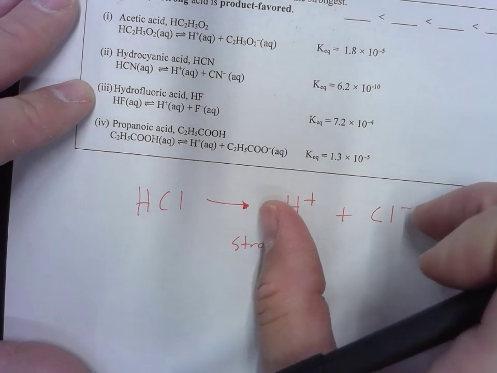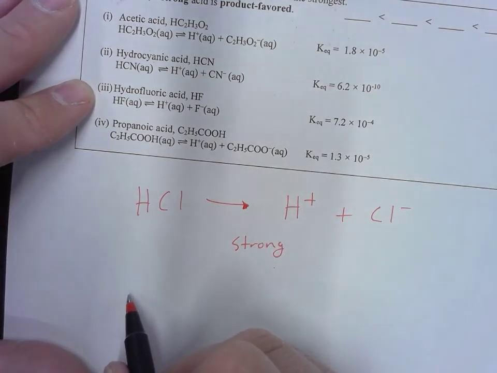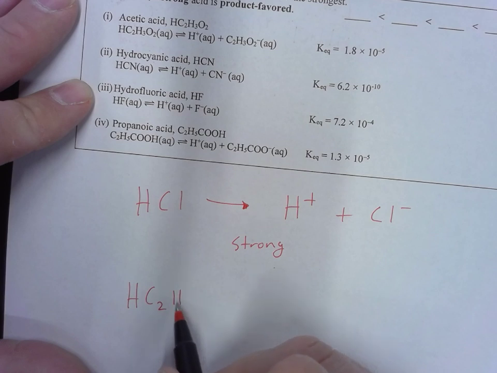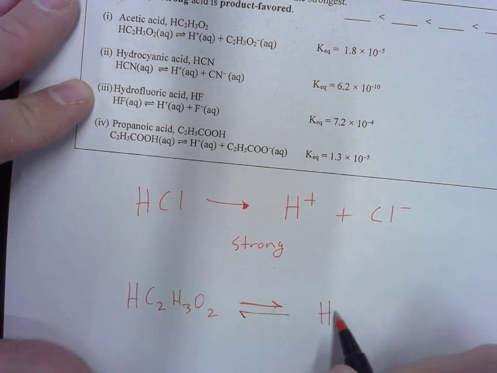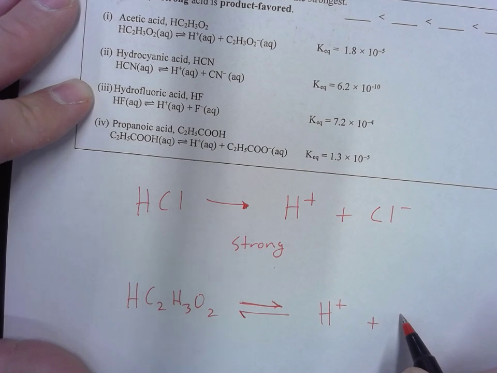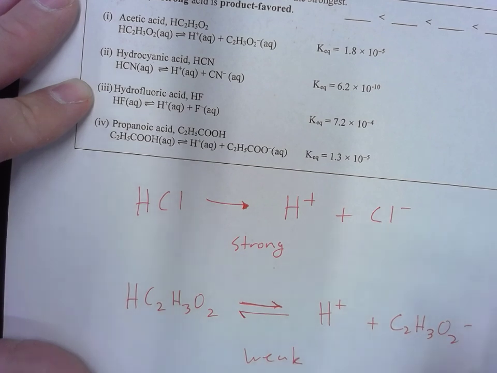It's 100% product favored. Whereas a weak acid, HC2H3O2, forms some product, but it also goes back and forms some reactant, and your product's going to be C2H3O2 minus. Okay, this is weak. It forms some of this, but a lot of it stays in this form right here. There's a lot of leftover reactant that remains. So that's what causes this thing to be weak. Okay, it's a weak electrolyte. There are some ions floating around, but mostly it's this.